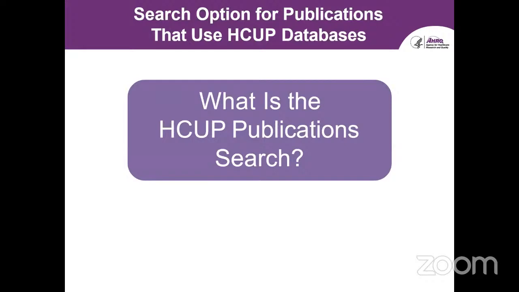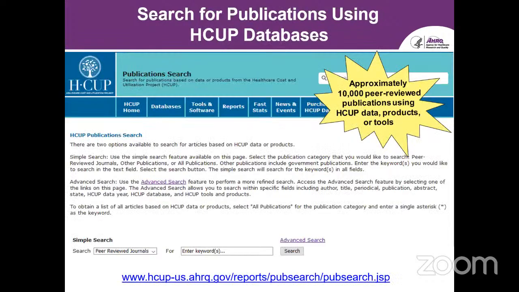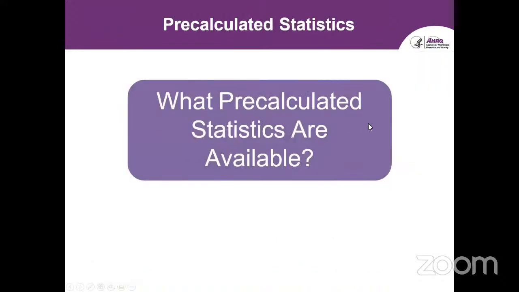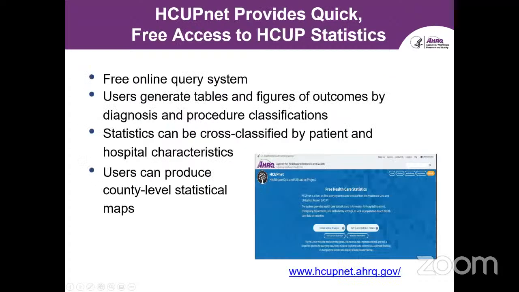So what is the HCUP publication search? There is a domain where you can actually look for publications, just like you would on PubMed and all the other platforms to search for peer-reviewed articles. It says approximately 10,000 peer-reviewed publications using HCUP data, products or tools are present. I'll put the link in the chat box at the very end, but this is kind of what you're looking at. You can just filter it and basically search what you'd like.